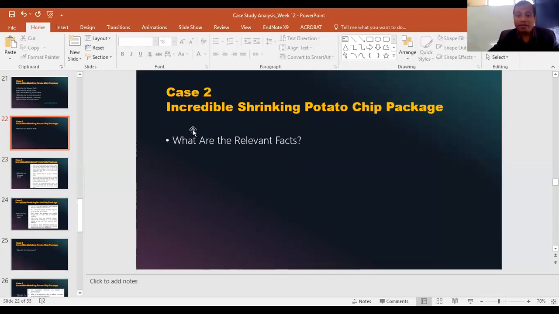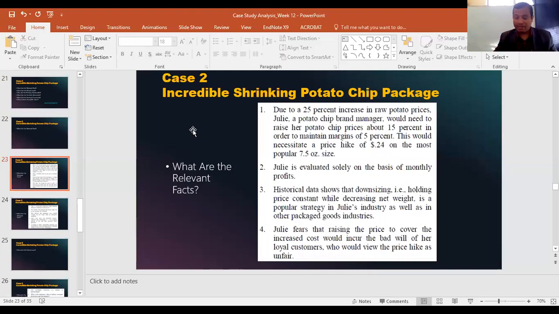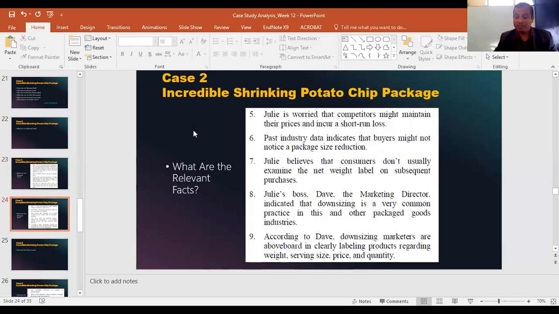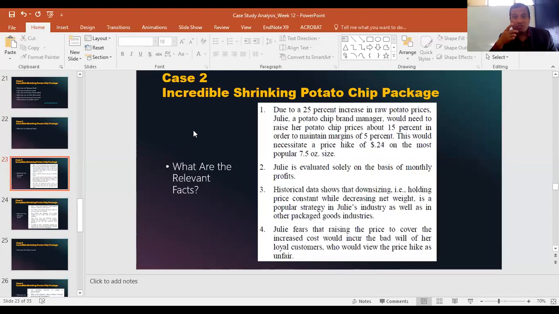Okay, so what are the relevant facts? In this case, we have more facts for consideration. The first one is that, due to the 25% increase in potato price, she wanted to have a price hike of 0.24. This is the fact given in the case. Julia is evaluated solely on the basis of monthly profits. That is another fact. Her performance is evaluated on a monthly basis: how much output, how much revenue she is generating. So that is the fact.